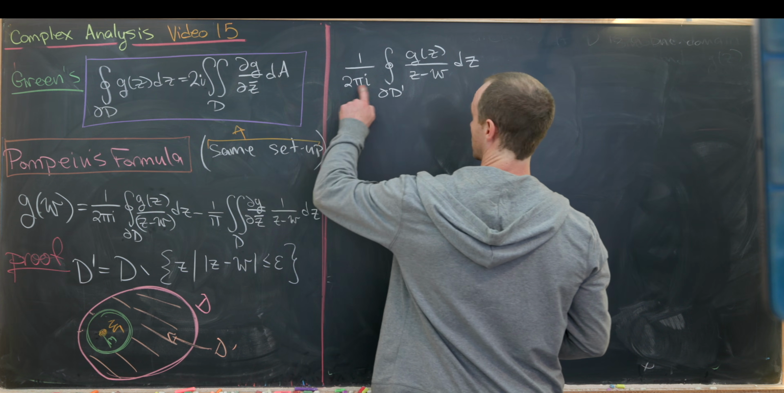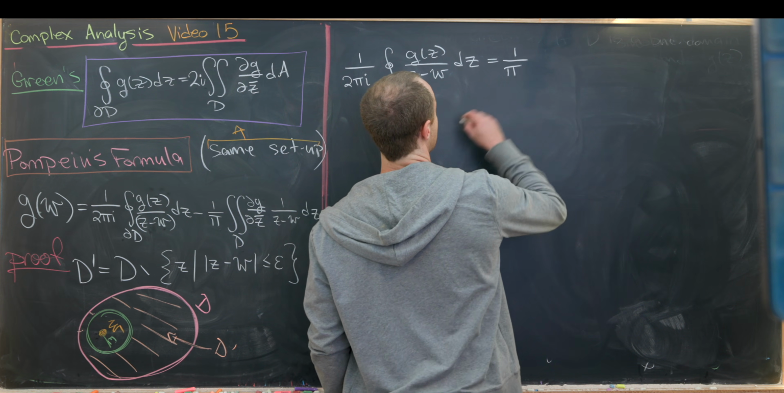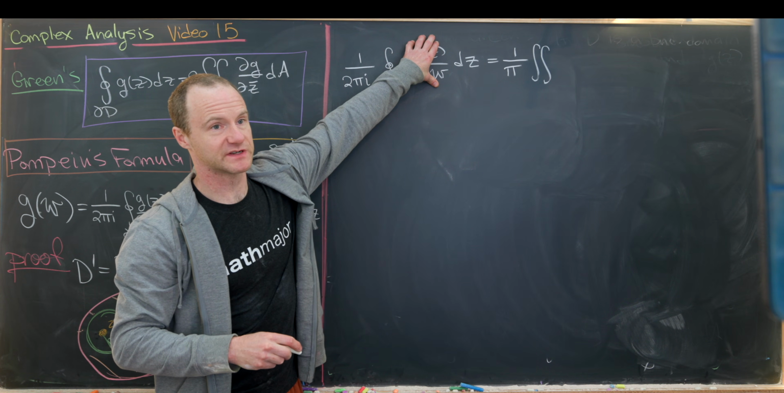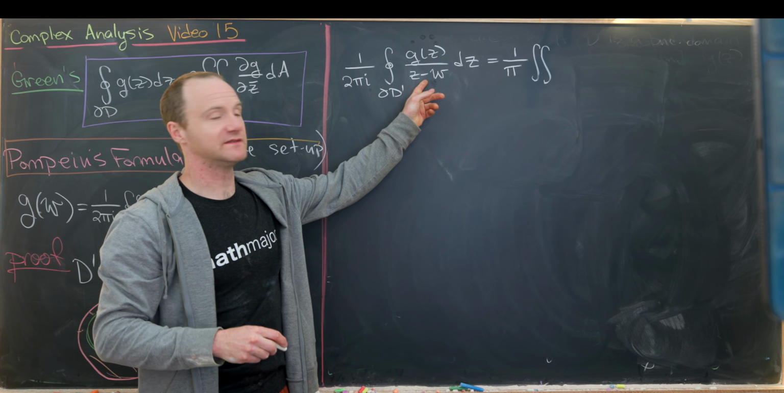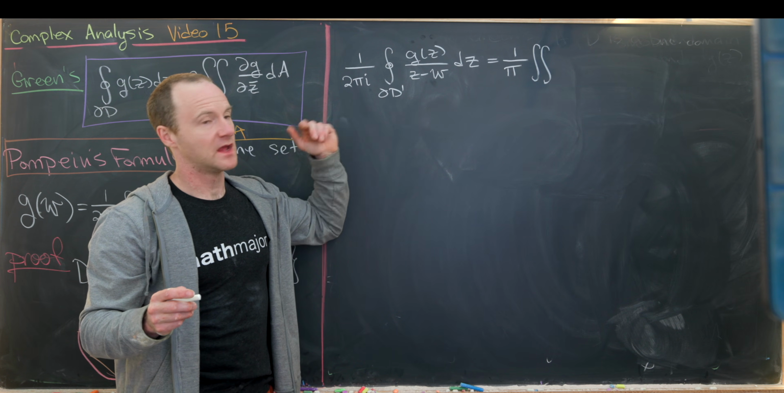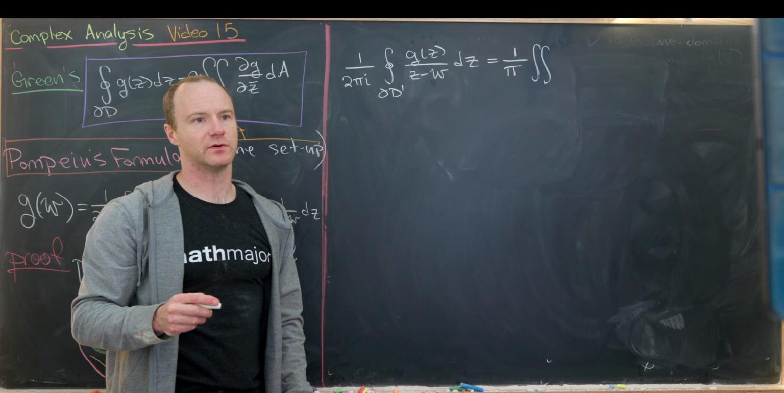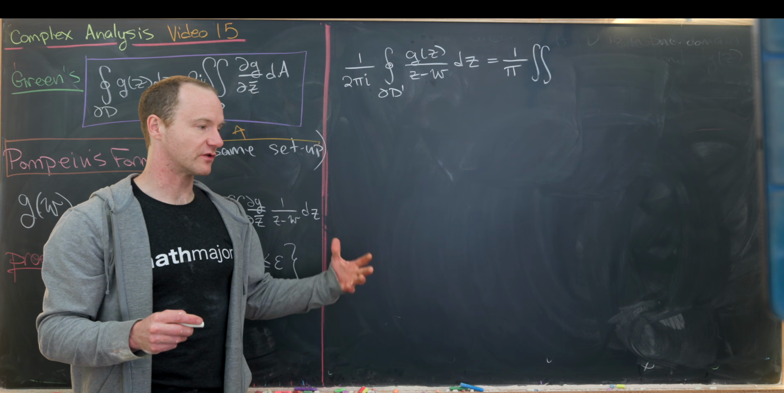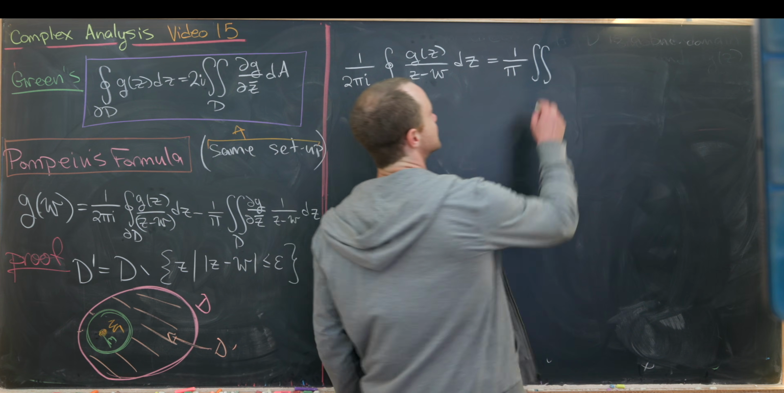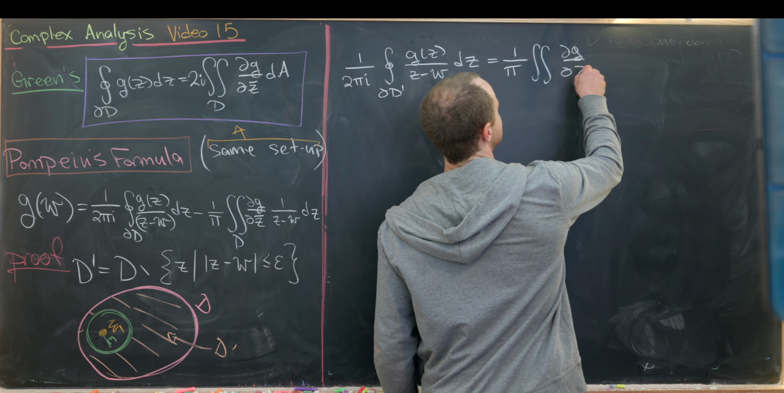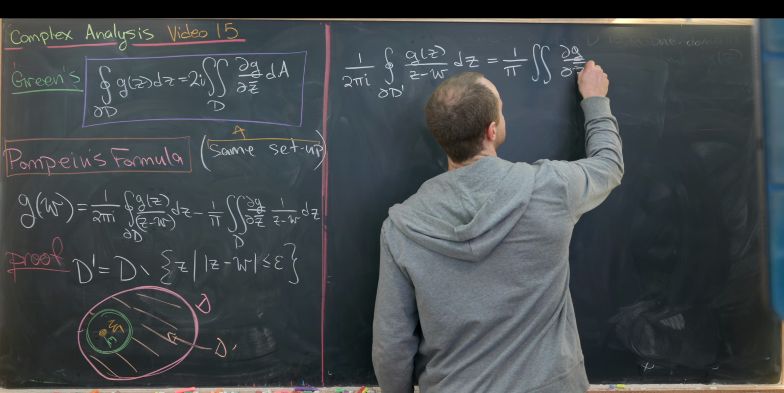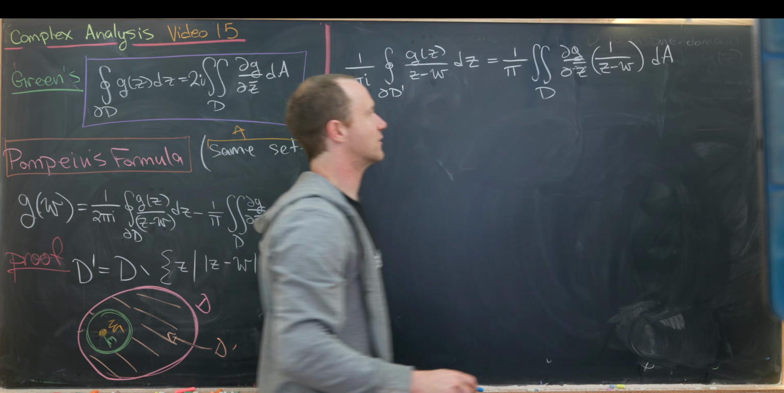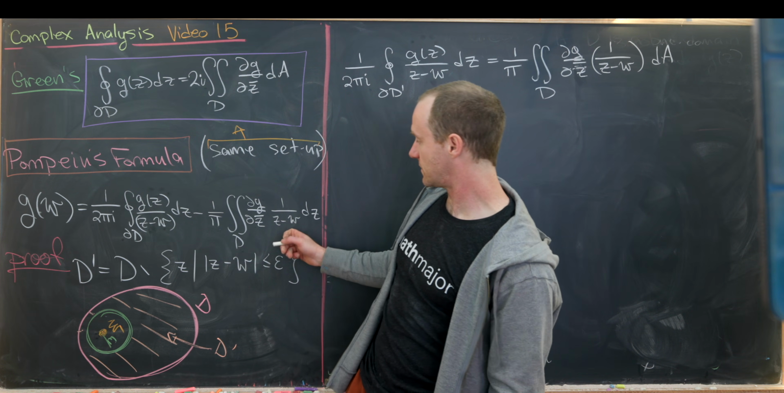So notice the 2 and the i will cancel, leaving us with 1 over pi. And then we'll have the double integral of the derivative of this guy with respect to z bar. But notice the 1 over z minus w doesn't have any z bar component. And so the g is the only thing with the z bar component. So you can write this out carefully if you need to, but it's using the fact, which is going to be a warm-up problem, that the derivative of z with respect to z bar is 0. So that's going to give us the partial of g with respect to z bar times 1 over z minus w, and then dA, where that is an integral over D prime. So check it out, we've achieved something that looks like this already.